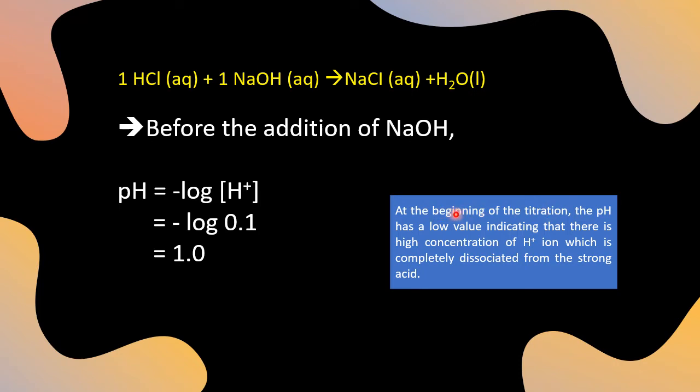So the starting pH for this reaction is pH equal to 1. Always remember, at the beginning of the titration the pH has a low value, indicating that there is a high concentration of hydronium ion or hydrogen ion, which is completely dissociated from the strong acid. In this case, it's HCl.